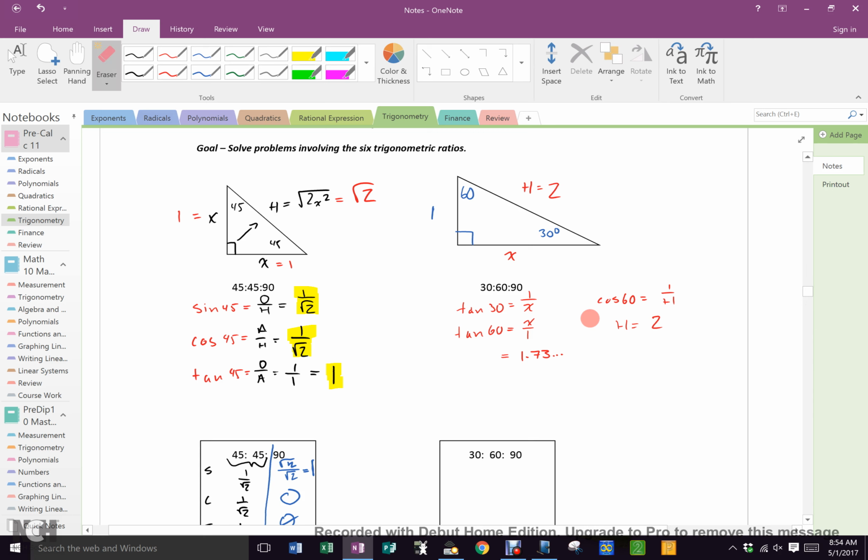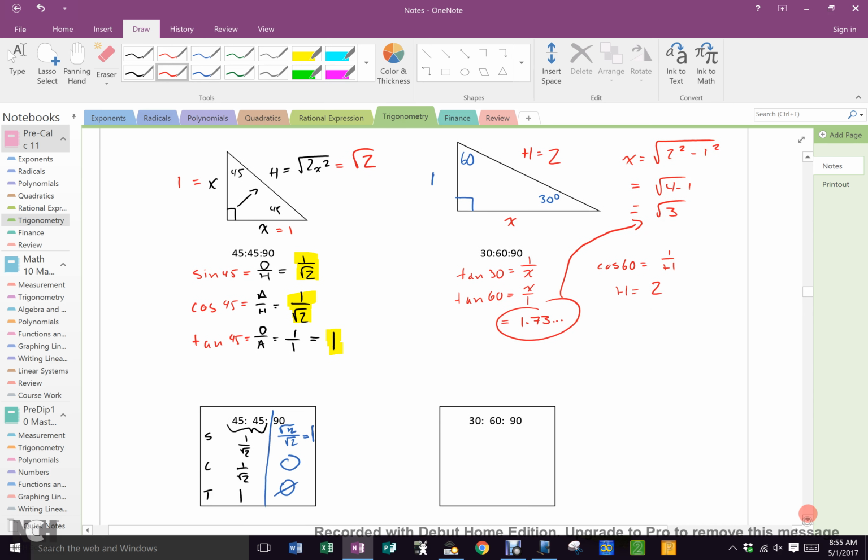Now it's real easy to find x, isn't it? x equals the square root of 2 squared minus 1 squared, yes? What's 2 squared? 4 minus 1, what's that? Root 3. And oh my good gravy, 1.73 is the root of 3. Got it? So what does that tell us?